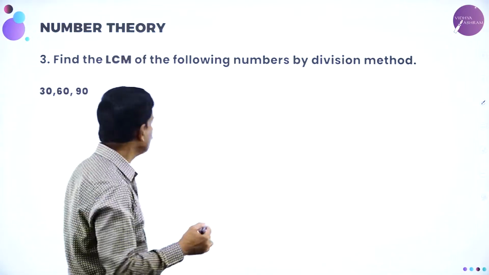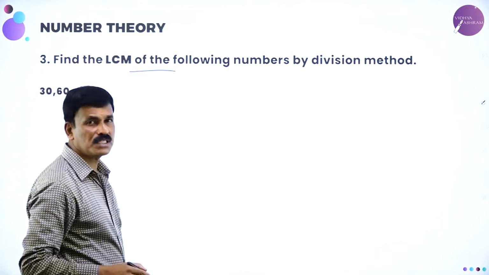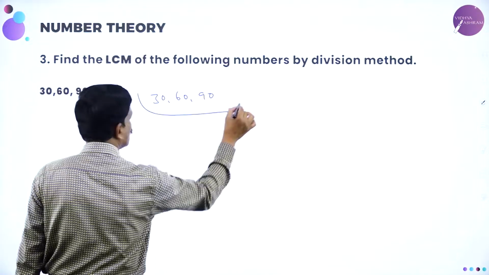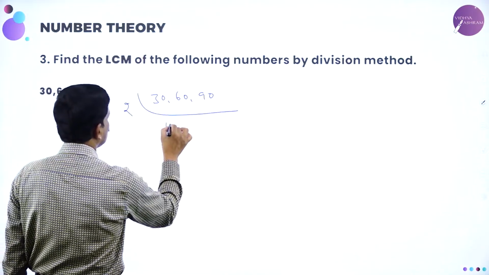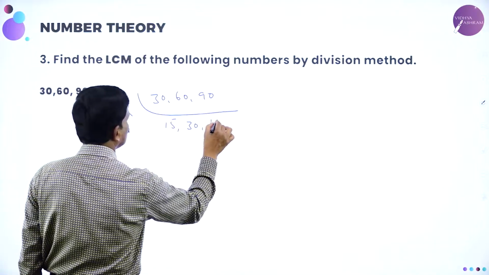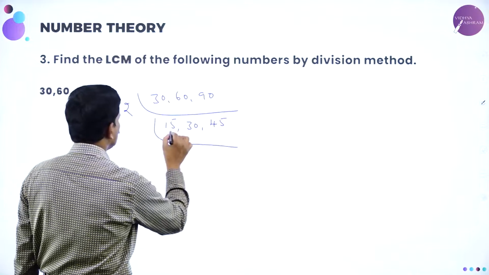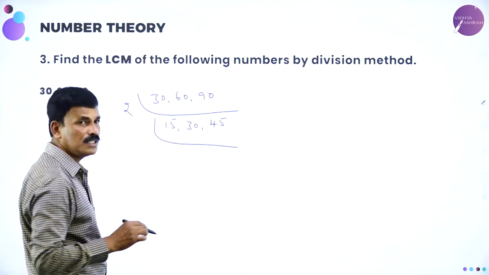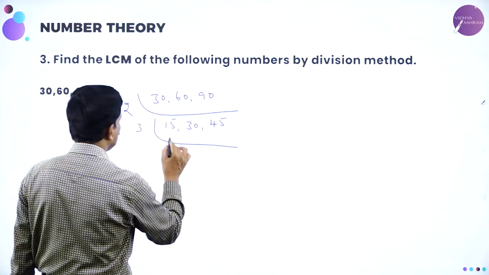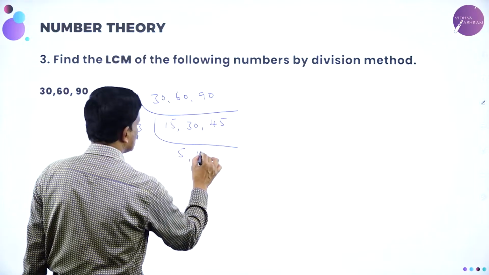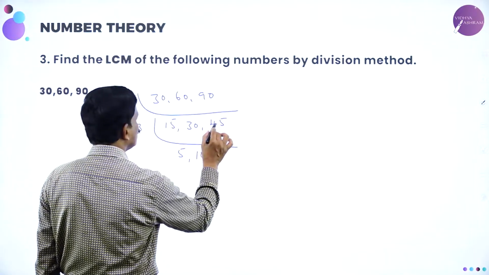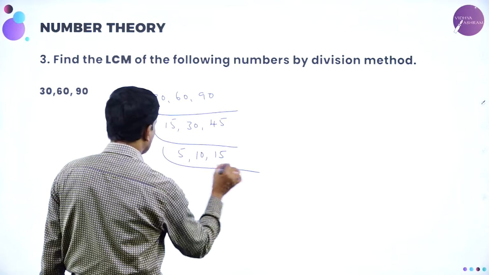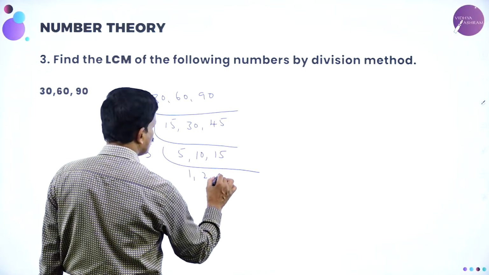Okay, let's come to the next problem. Find the LCM of the following numbers by division method. Now write down the numbers 30, 60 and 90. Let us divide by 2. 2 15s are 30, 30 into 2 is 60, 45 into 2 is 90. Right, now we cannot divide by 2. Let us divide by 3. 3 5s are 15, 3 10s are 30, 3 15s are 45. Again we can divide by 5.